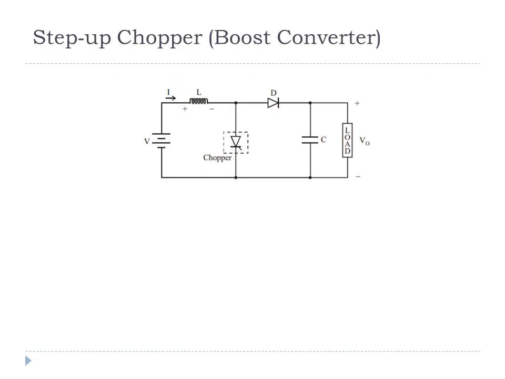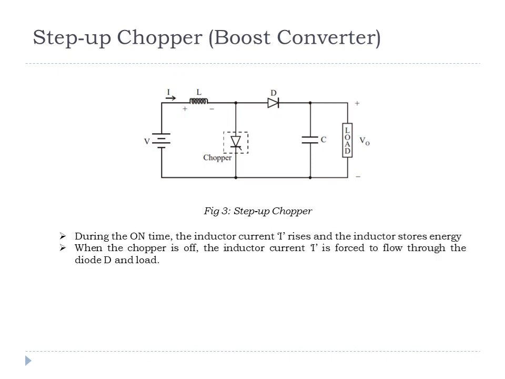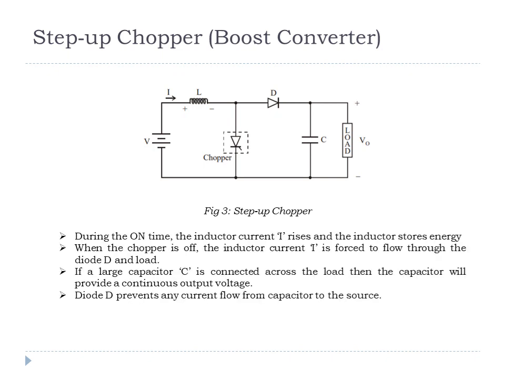So when the chopper is on, at that time, the inductor stores energy. When the chopper is off, the inductor energy is provided to the load along with the supply voltage. The purpose of the diode in the circuit is to ensure that current doesn't flow from capacitor back to the source.